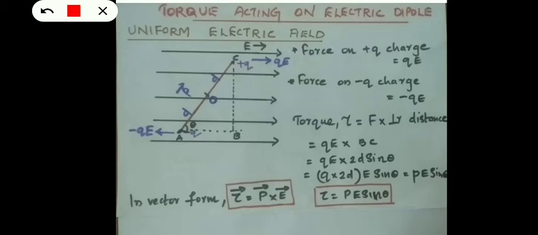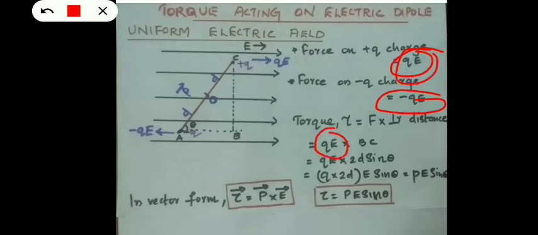So let's find out an expression for the torque acting on this electric dipole. The force acting on the plus q charge is qE. The force acting on the minus q charge is minus qE. So these two forces constitute a couple. So how will you find out torque? In class 11, you had already studied the expression. Torque is equal to force into perpendicular distance. So what is force? Force is qE. So qE into perpendicular distance.